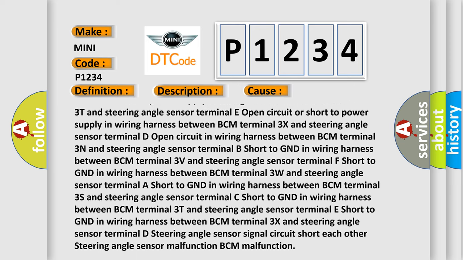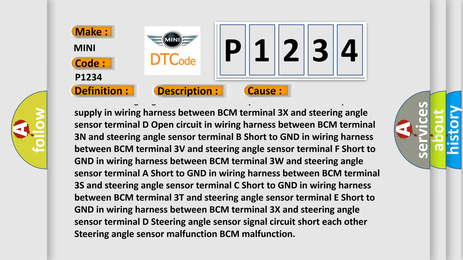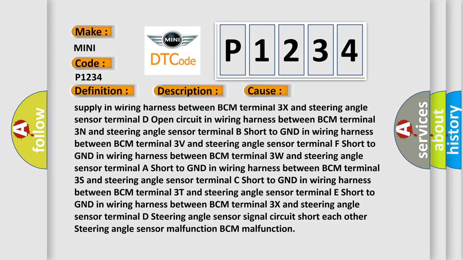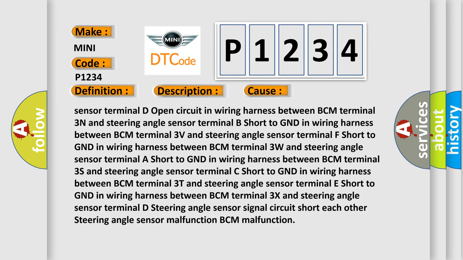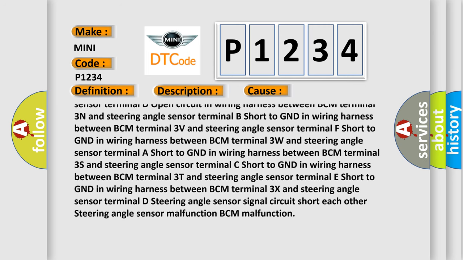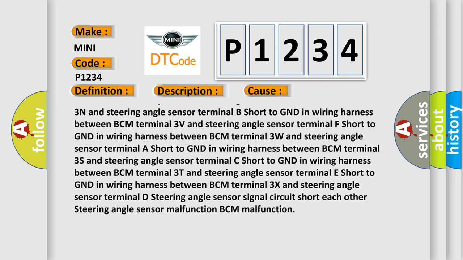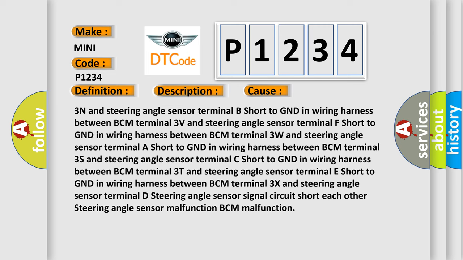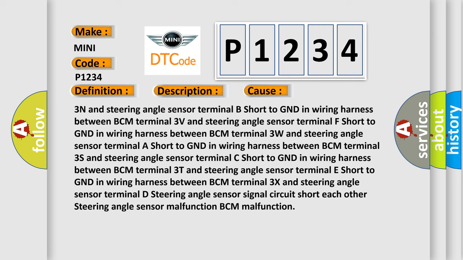short to GND in wiring harness between BCM terminal 3V and steering angle sensor terminal F, short to GND in wiring harness between BCM terminal 3W and steering angle sensor terminal A, short to GND in wiring harness between BCM terminal 3S and steering angle sensor terminal C, short to GND in wiring harness between BCM terminal 3T and steering angle sensor terminal E, short to GND in wiring harness between BCM terminal 3X and steering angle sensor terminal D, steering angle sensor signal circuits short to each other, steering angle sensor malfunction, BCM malfunction.